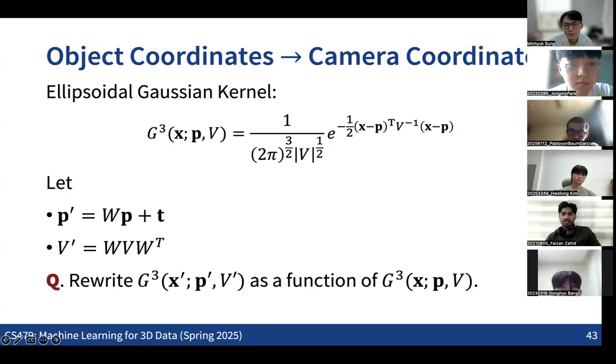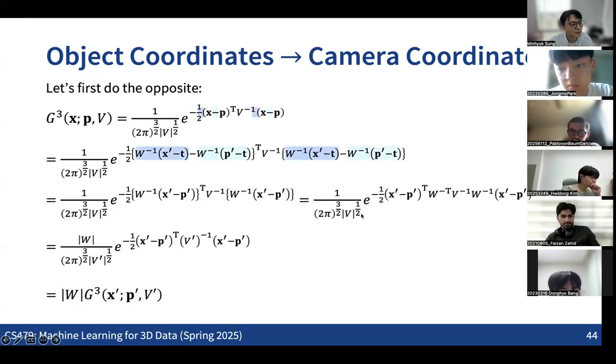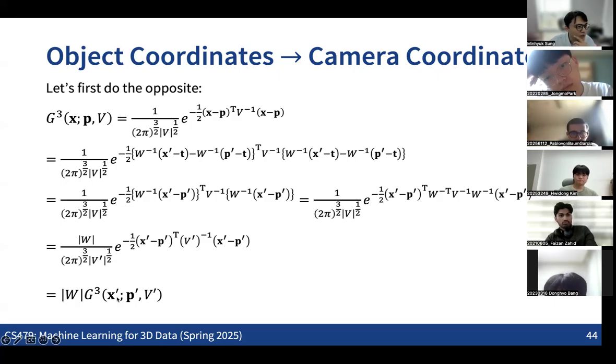So if you need more time, I recommend you check this out after the lecture. But since we are running a little bit out of time, let me first do the opposite, in terms of how we can see the relationship between these two: rewriting the Gaussian kernel defined in the object coordinates with the Gaussian kernel defined in the camera coordinates.